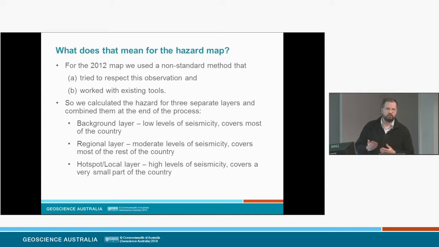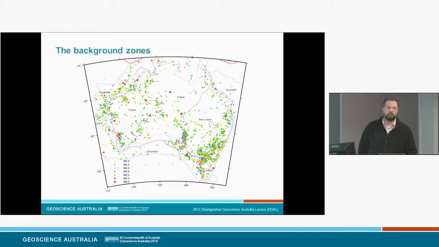So we have a background layer or background zones, which cover most of the country, regional layers, which cover the seismic zones, and local layers, which cover not only clusters of main shocks, but also aftershocks. I'll talk about how we do those later. So this is how we split the country up to look at the background rates of seismicity. We split the country up basically on gross geology, cratonic, non-cratonic and extended, shown here. And we calculate the hazard assuming that over the long term earthquakes in each of these zones spread themselves out uniformly, and this basically provides a floor or background hazard, and this is how we try to capture the hazard for things like Tennant Creek.